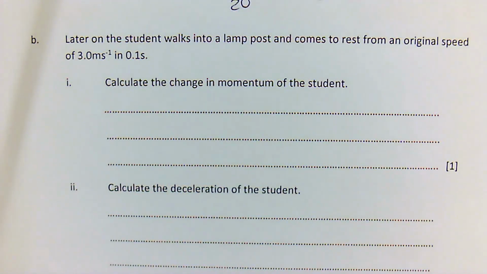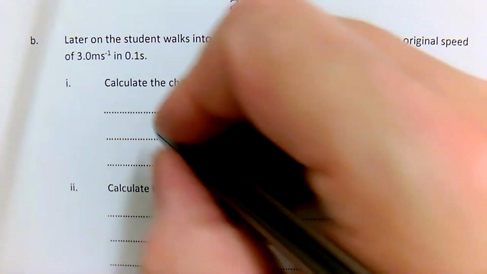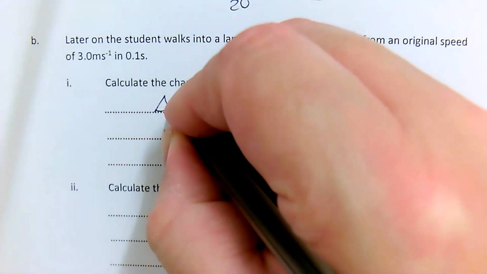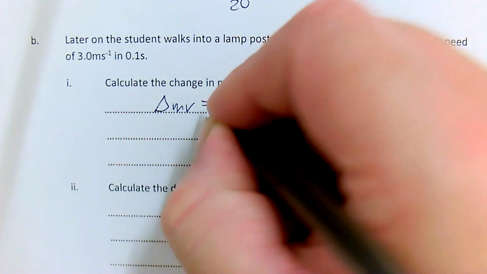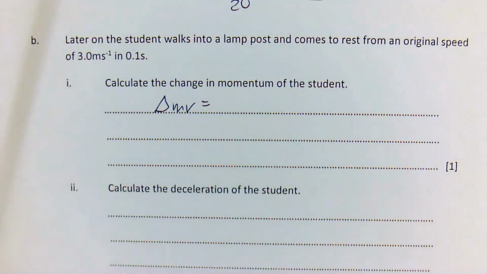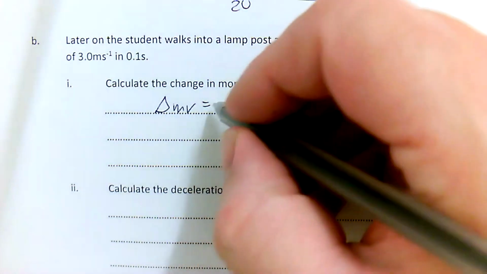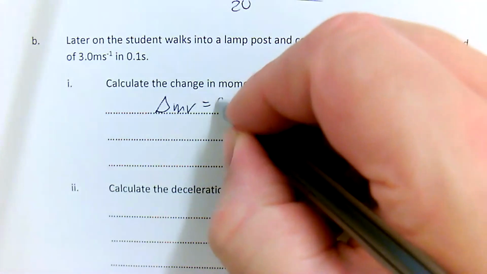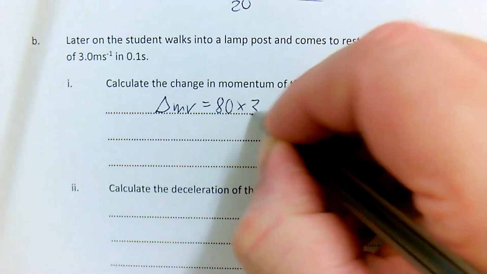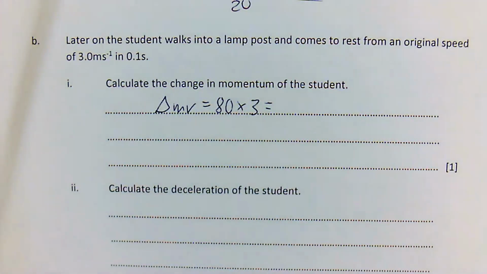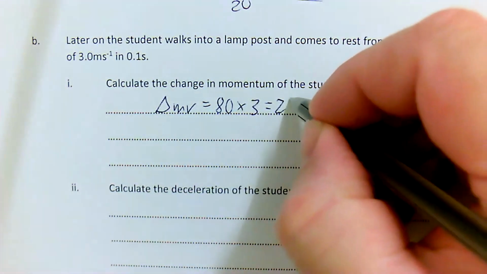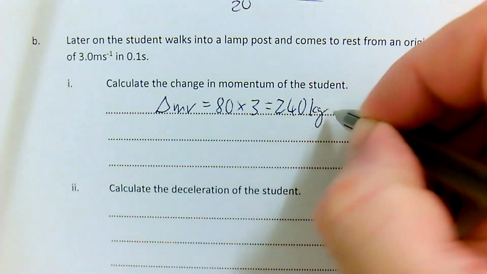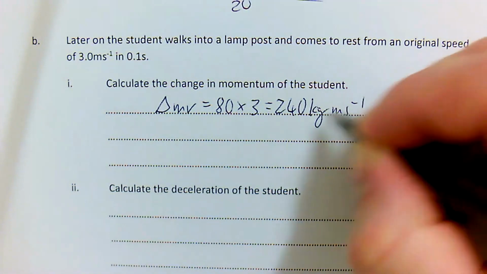So first of all, we've got to calculate the change in momentum. Well, if they come to rest, they end up with a momentum of 0. So they had the momentum before, which was 3 times their mass. The mass in the table was 80 kilograms. So 80 times 3 gives you 240 kilogram meters per second.